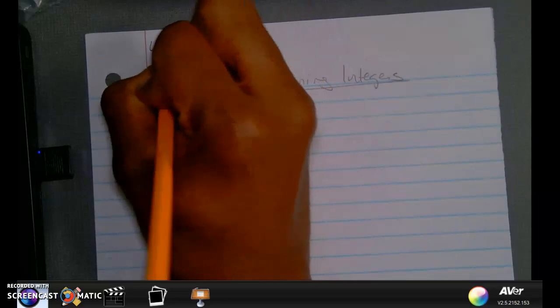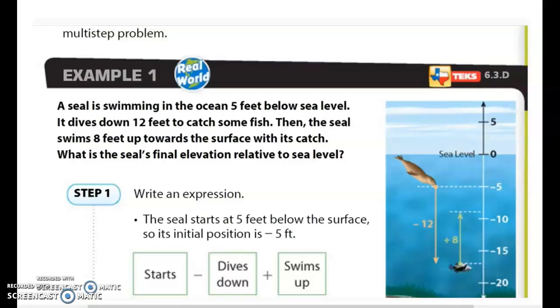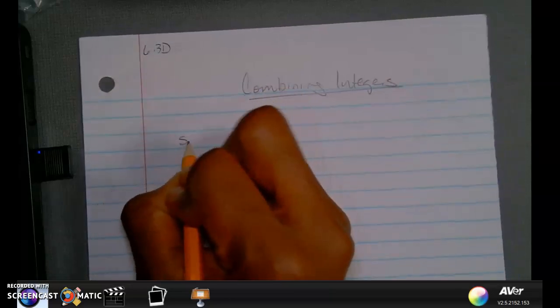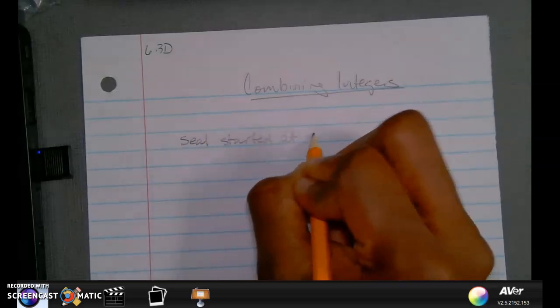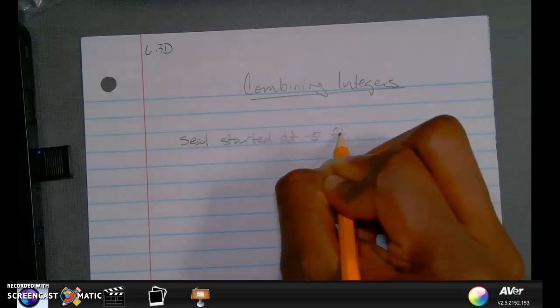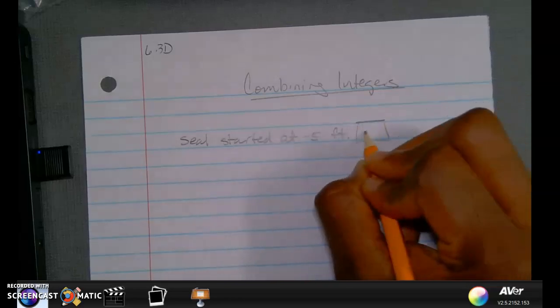Okay, so combining integers is going to be 6.3D, I believe we saw in the other window. Let's go ahead and confirm 6.3D exactly. Okay, now if we notice, again, I'm going to write this out. The seal started at negative 5 feet. Okay, and I'm going to make that abbreviation, which we're going to represent as the integer negative 5. Now, some students tend to have more difficulty with this particular concept, and that's why I'm doing this video, because I want to make sure that we are all on the same page.